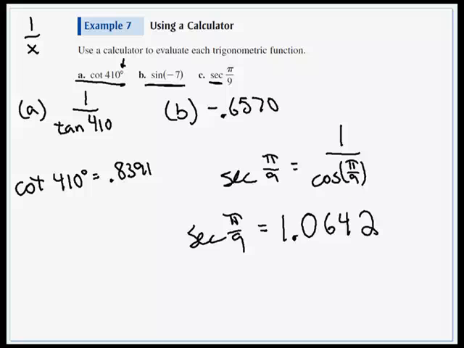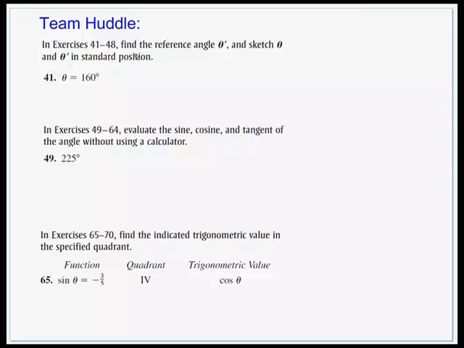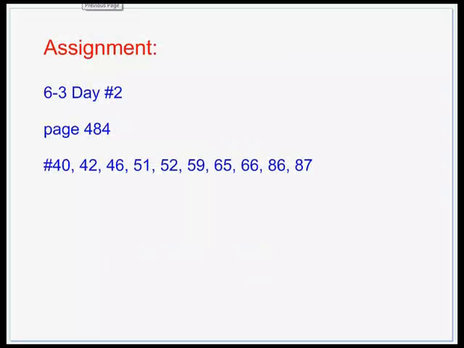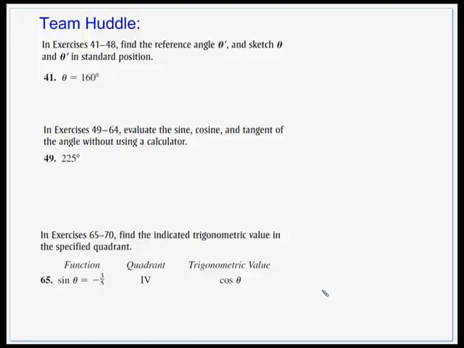So it's time for some practice problems. Here we got for the huddle. Find the reference angle, theta prime, and sketch it. And next we evaluate sine, cosine, and tangent for the angle without using a calculator. So sketch it, find the reference angle, and then go to the table and figure out the sine, cosine, and tangent values from there. And in number 65, find the indicated trig values for the specified quadrant. So they're giving you a setup sine here, what quadrant, and they want you to find the cosine of that same angle. So give those huddle problems a try. Pause the video, try them out, turn it back on, and check out the solutions.